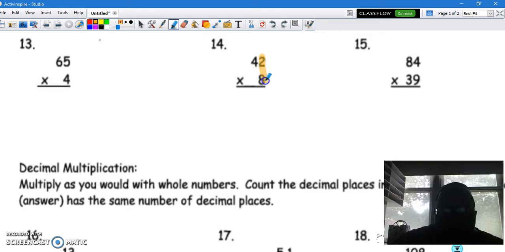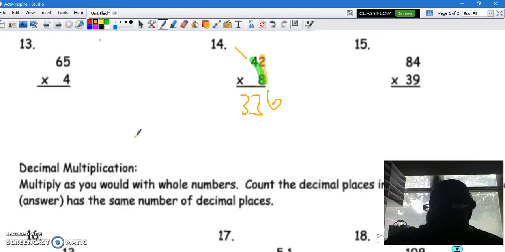8 times 2. Oh yeah, that's right, that's where we were. 16. There we go. And then go this way. 8 times 4 is 32, plus 1, 33. I don't know why I put a 6, but 33. So 336. That's what you should have for that answer.